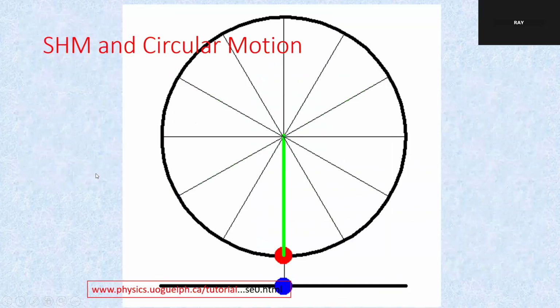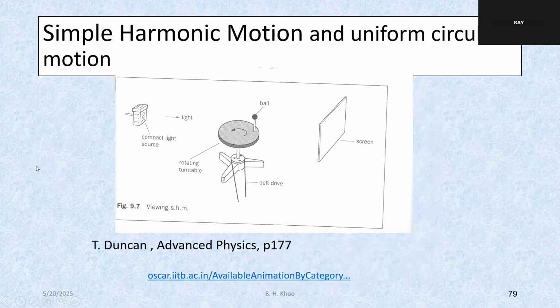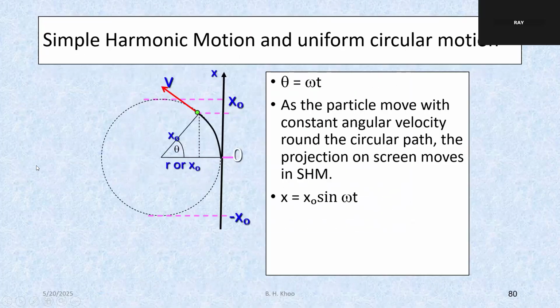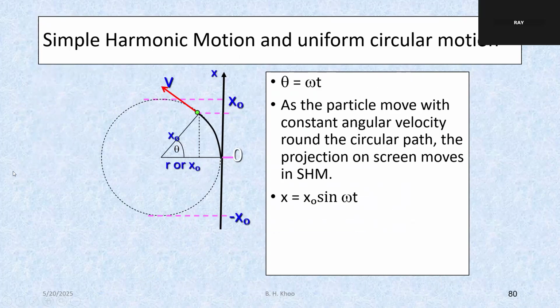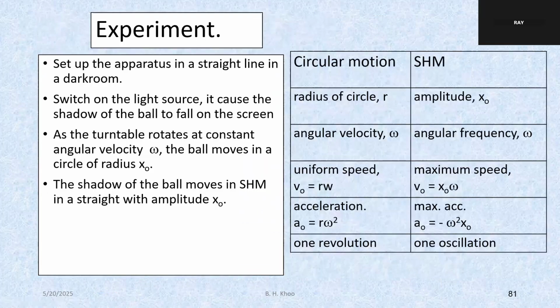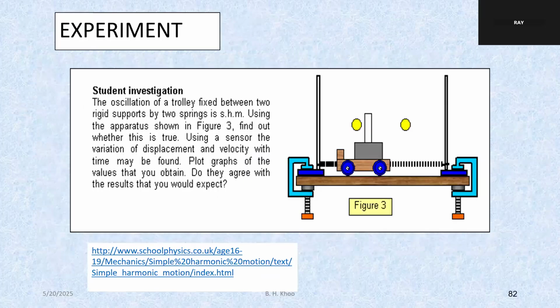This one is from the internet. We won't bother about this. It is just to show that simple harmonic motion and circular motion are equivalent to each other. We won't go over that, not required in your syllabus. You can do the experiment.